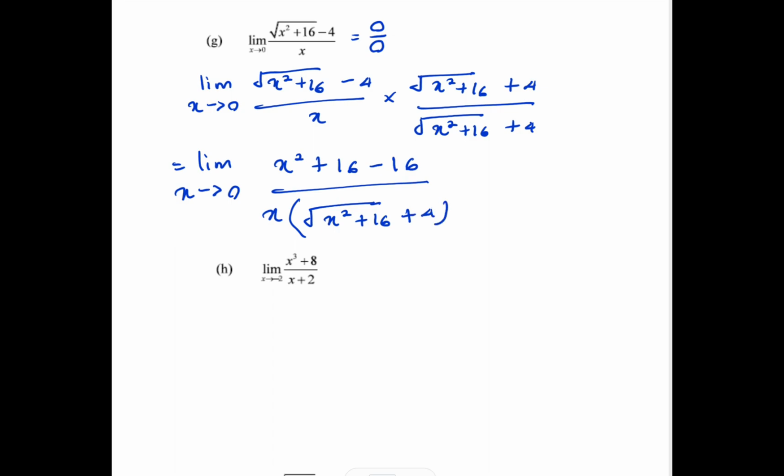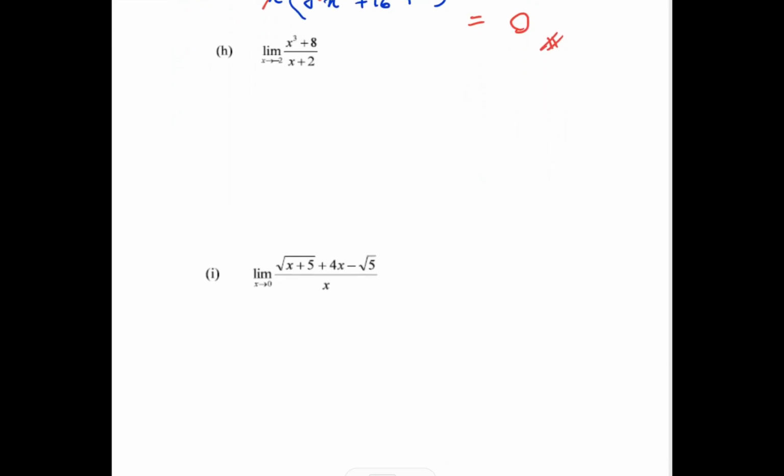So this one we can simplify. The x squared on the upper side, simplify here, and then substitute 0. So you can get 0 divided by 8, so equal to 0. So that is the answer for question G.